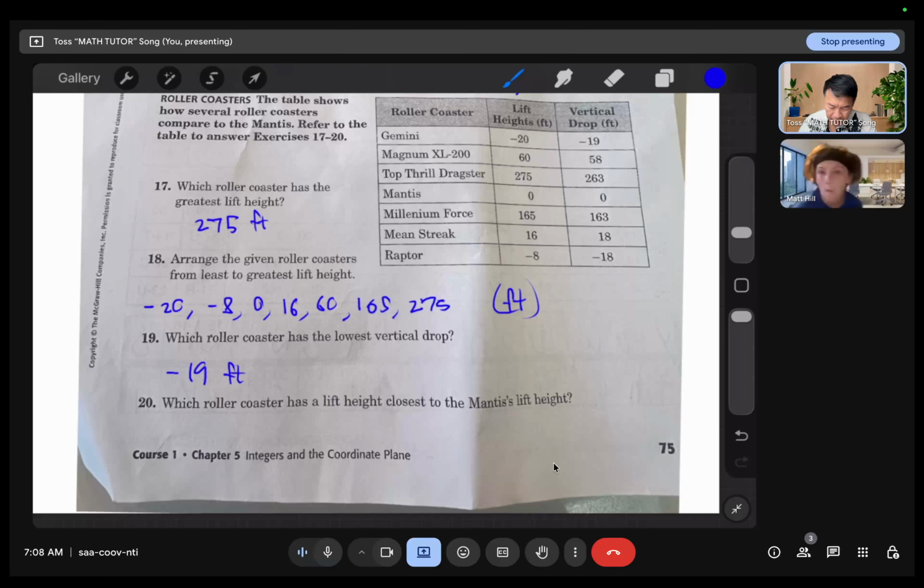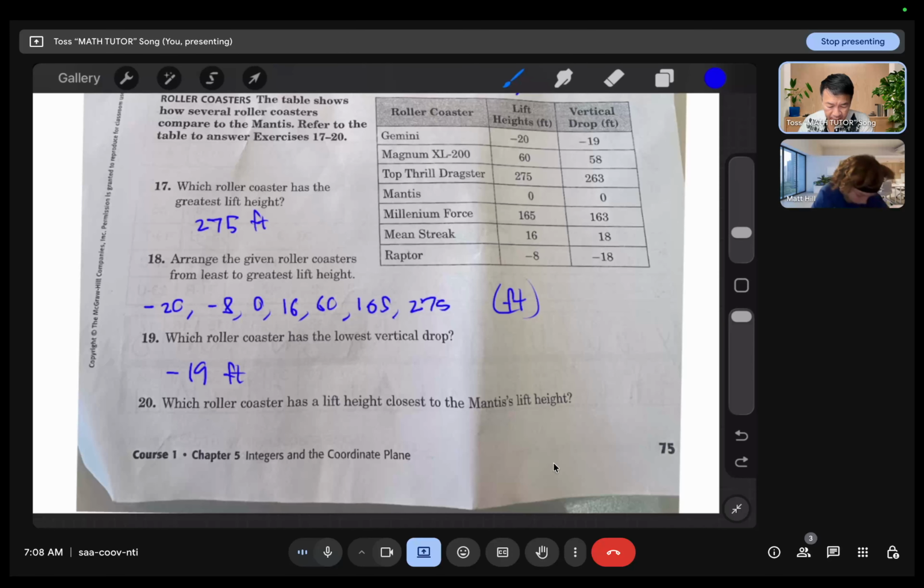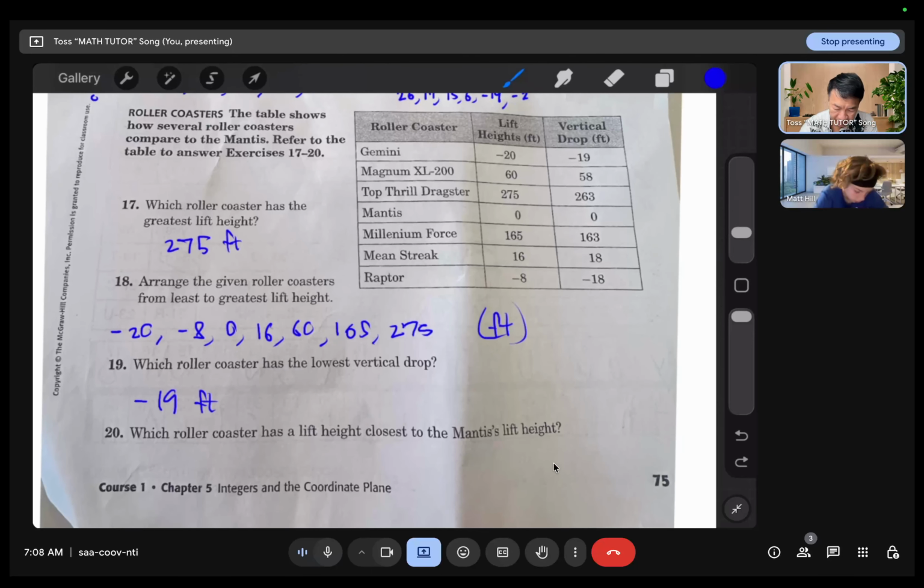Which roller coaster has a lift height closest to the Mantis lift height? Okay, this one is a little fancy. So just the name of the roller coaster, okay, that has the lift height closest to the Mantis one. So let's look at the Mantis one right here. Mantis is 0. So hint, you cannot say another 0. The way it's worded is like closest to it.